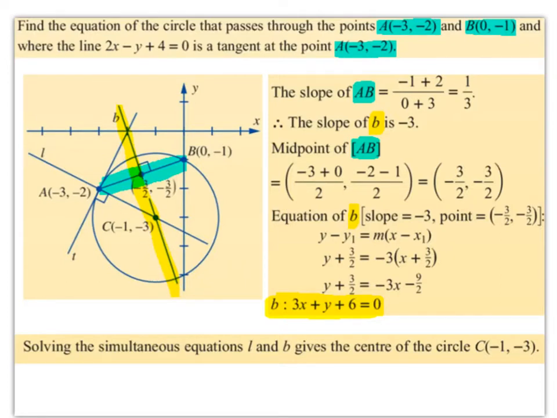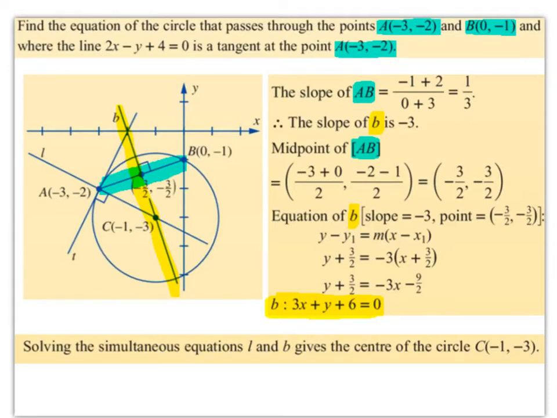So we're going to use the slope of -3 and the midpoint, which is -3/2, -3/2. Sub them into the equation of a straight line, y minus y1 equals m times x minus x1. And we get 3x + y + 6 = 0. So this is the equation of the yellow line.